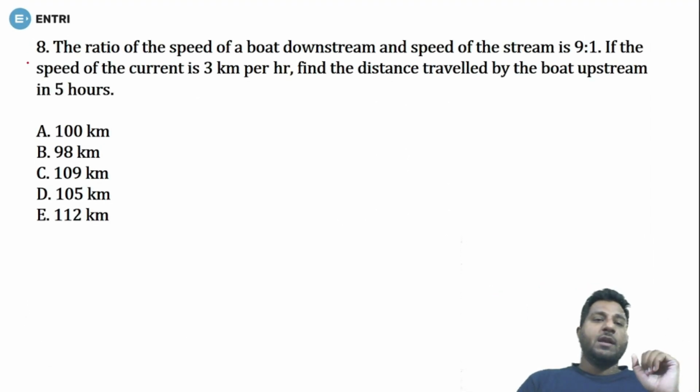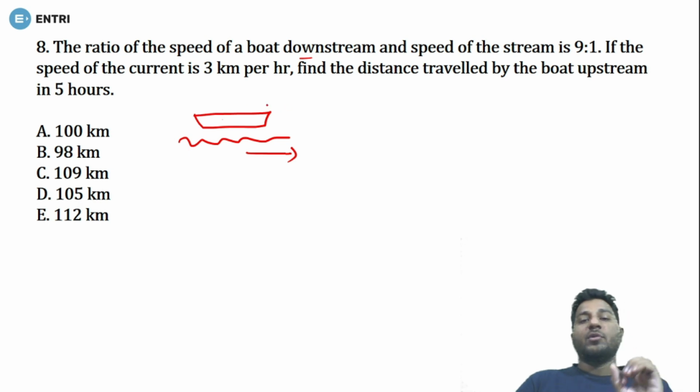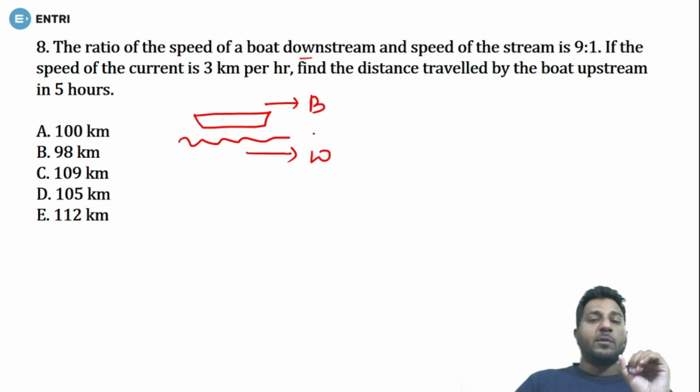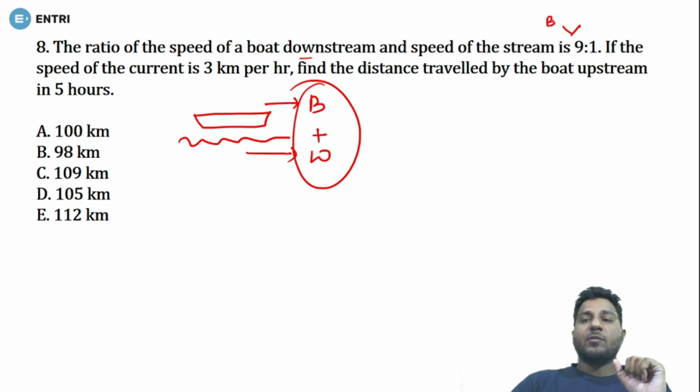The next question belongs to boat and stream. As I have always mentioned, you will always get a boat and stream question. The ratio of the speed of a boat downstream and the speed of the stream. Downstream means the river is flowing and you are pedaling the boat in the same direction. In that case, your boat speed will merge with the water and it will become boat plus water.